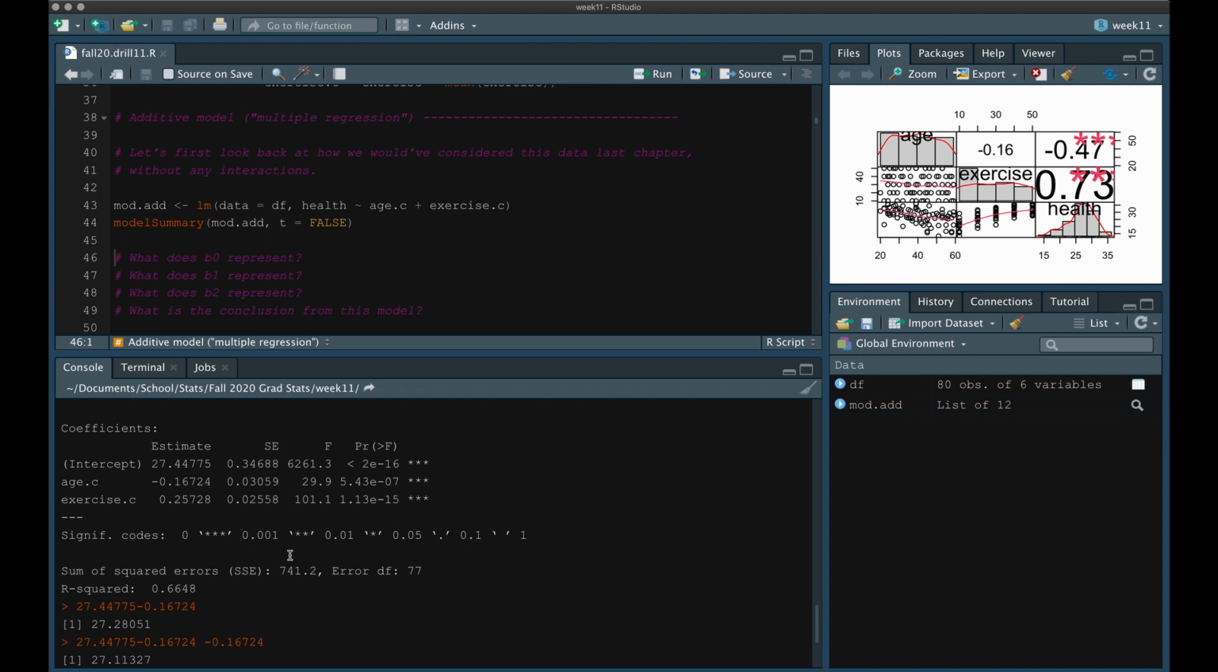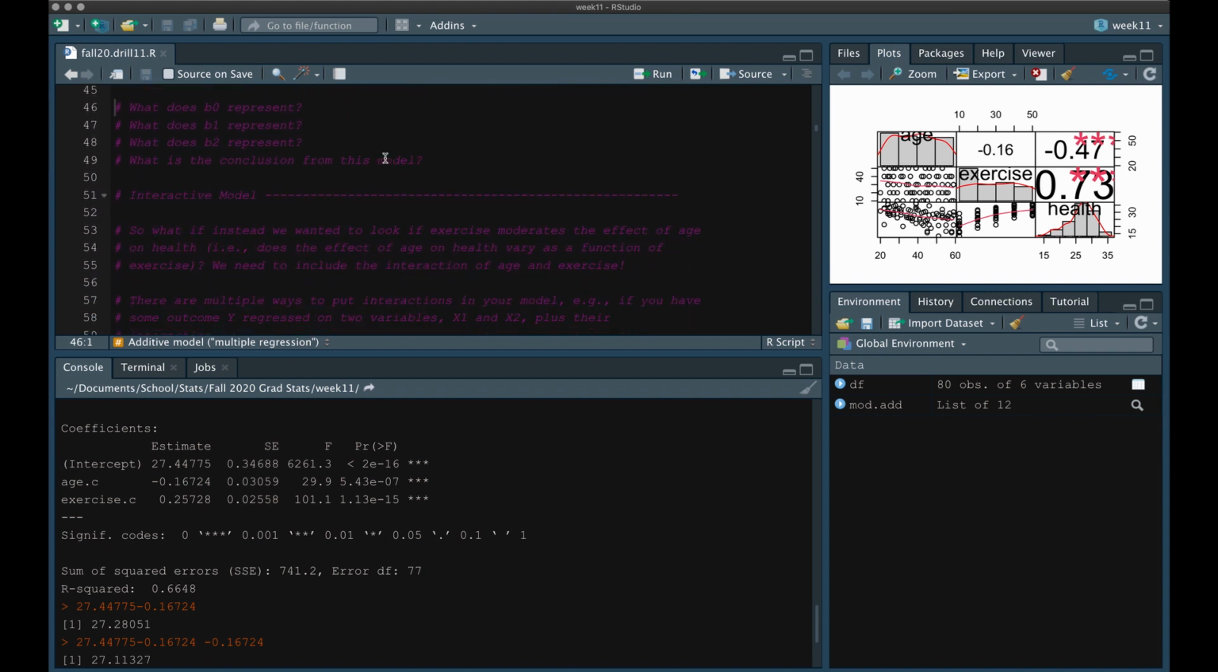So the conclusion that we make from this model is, unsurprisingly, both age and exercise have significant effects on the health of individuals. It's a negative relationship with age, so your health decreases with age, and your health increases with exercise. The more you exercise, the healthier you are.